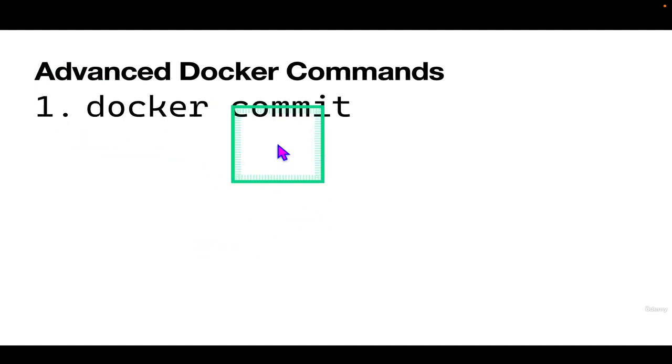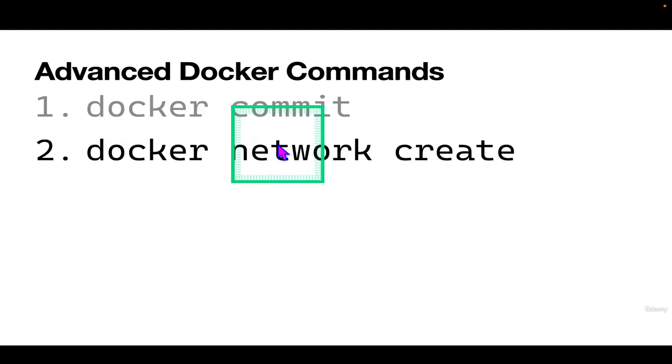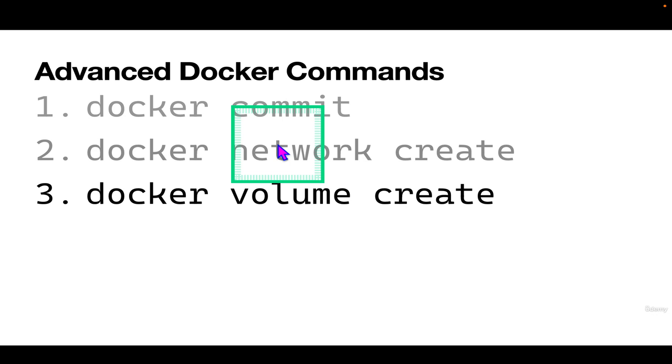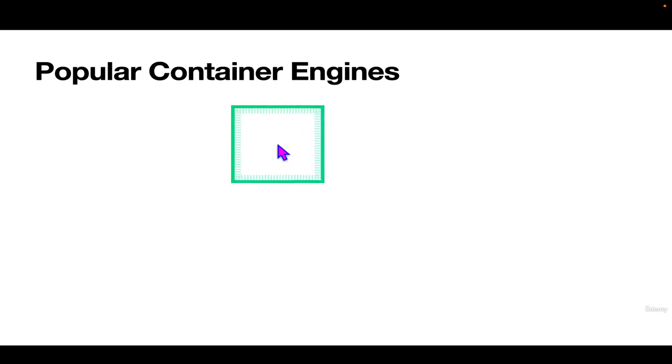Docker commit saves a container's current state as a new image, capturing changes like installed packages or modified files for future use. Docker network create establishes a custom Docker network, enhancing isolation, security, or communication between containers. Docker volume create generates a named Docker volume for persistent data storage, enabling data persistence across container restarts or data sharing between containers. So, some popular container engines.